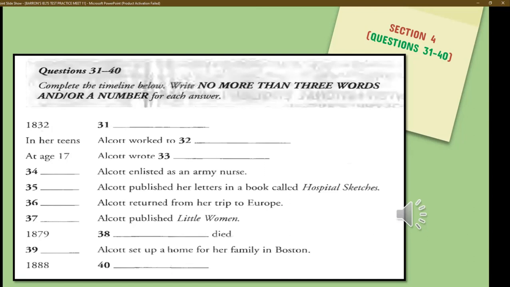That is the end of section 4. You now have half a minute to check your answers. You will now have 10 minutes to transfer your answers to the listening answer sheet.